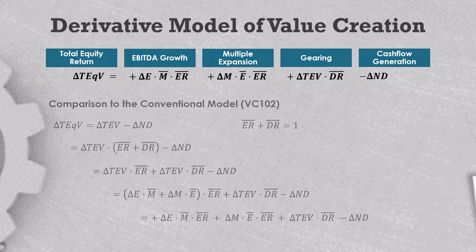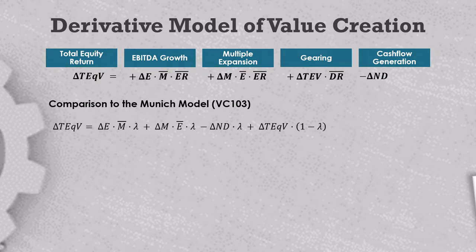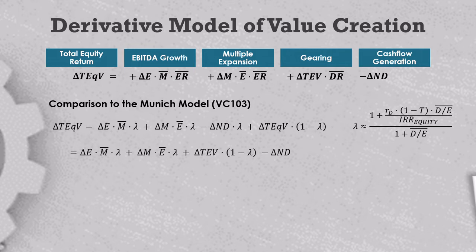All right, speaking of academic studies, let's go back to the Munich Model of value creation that we discussed in VC103. Here the value drivers are the EBITDA effect, the multiple effect, the free cash flow effect, and their version of the leverage effect. Here the unlevering is being done with this lambda term, which is defined as follows. Now, in our video, we rearranged the terms to make the value drivers a little more intuitive as follows, but we're still stuck with lambda.